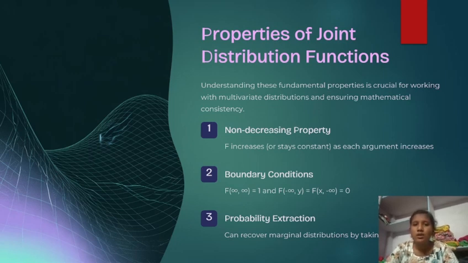Boundary conditions of distribution functions. If both x and y tend to infinity, the value of F is equal to 1. If either x or y tends to minus infinity, the value is equal to 0. Here, probability extraction can recover marginal distributions by taking limits.